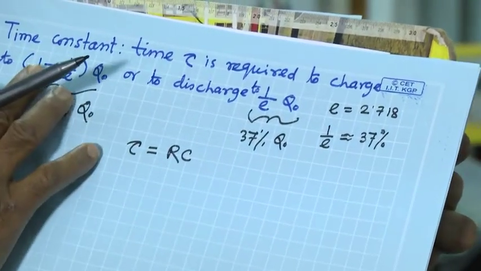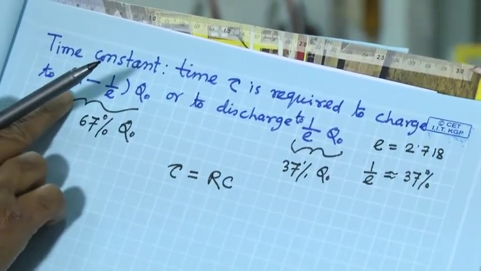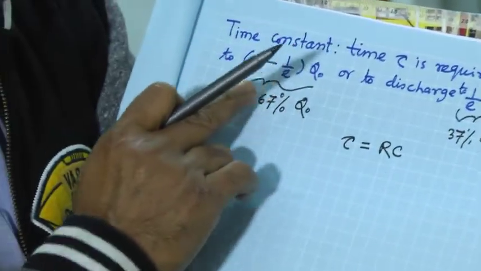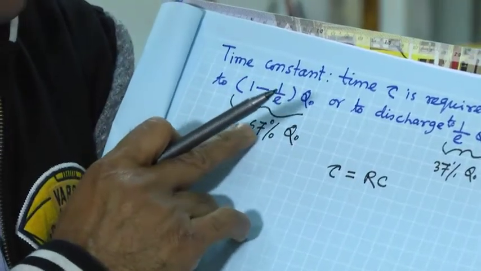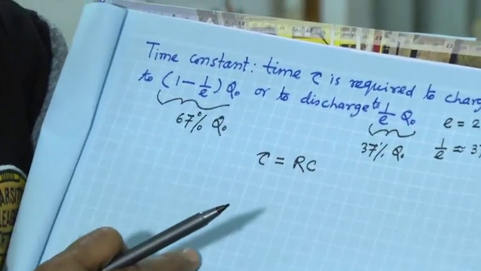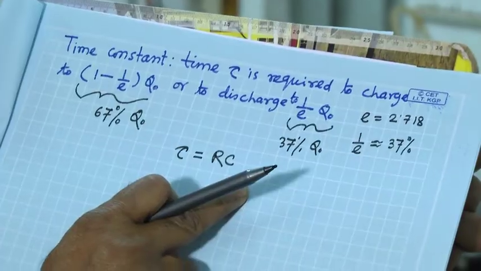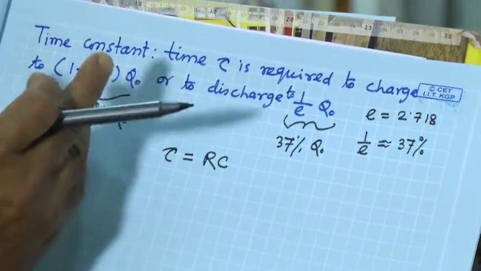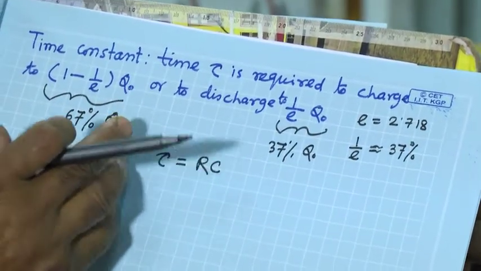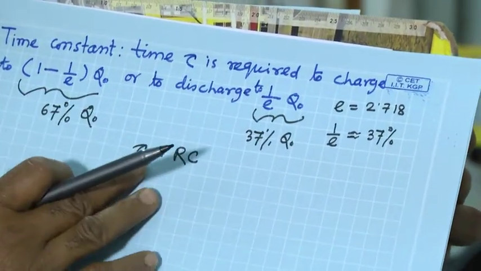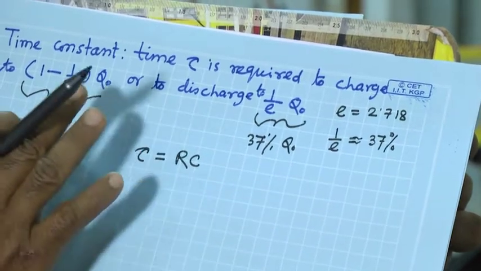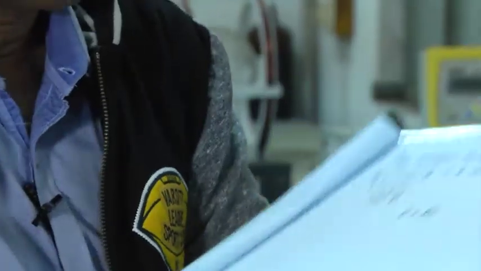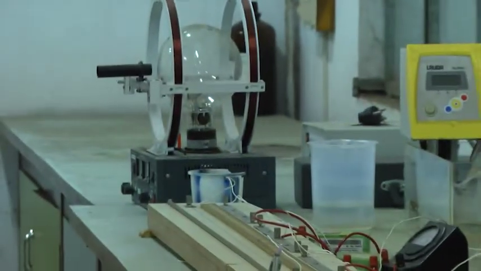And the other way, in case of charging, we have to charge it to 67%, that is 1 minus 1 by e. So to charge it to 67% of the full charge, the time the circuit takes will be basically the time constant tau, and that is equal to RC.